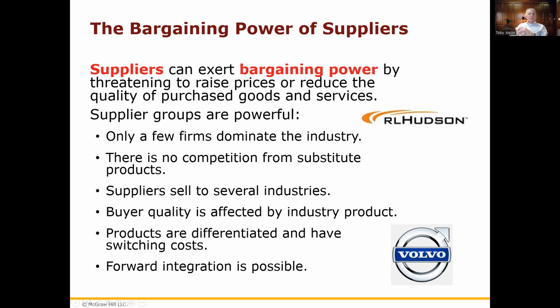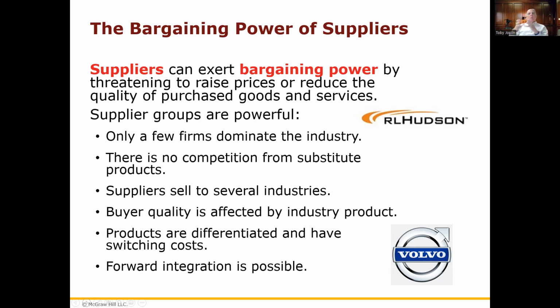So here's an example. One of the companies I worked with, R.L. Hudson, a manufacturing company in Broken Arrow, Oklahoma. They make custom molded rubber and plastic parts for original equipment manufacturers like Volvo, different motorcycle companies, power tool companies, and that type of thing, boat companies. And so there are custom products for each of those original equipment manufacturers.